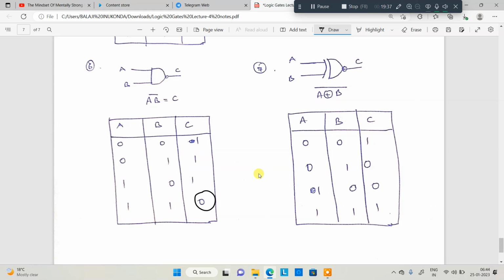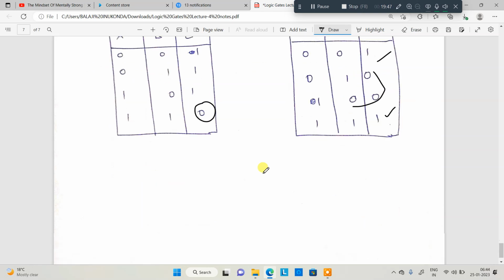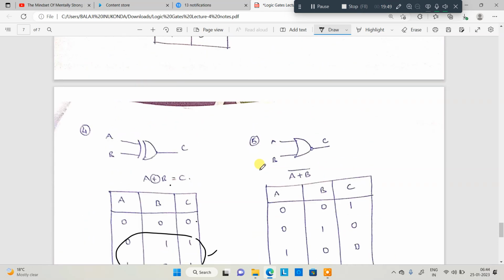Finally, the XNOR gate, as we just discussed: when both the inputs are 0 or both the inputs are 1, you will get 1. In all other cases, the output will be 0. So this is all about logic gates. Everyone should prepare this chapter thoroughly, because you might expect 2 to 3 questions from logic gates. This is very important.